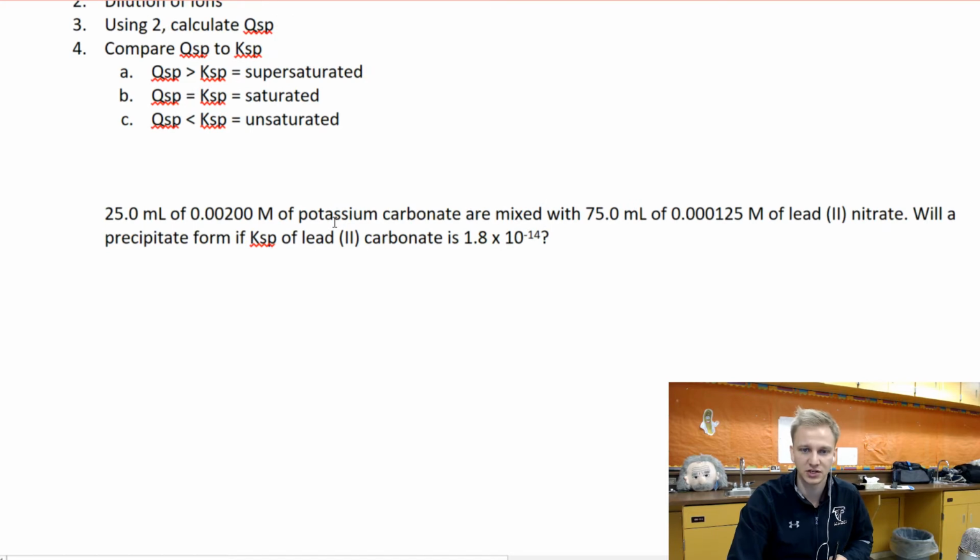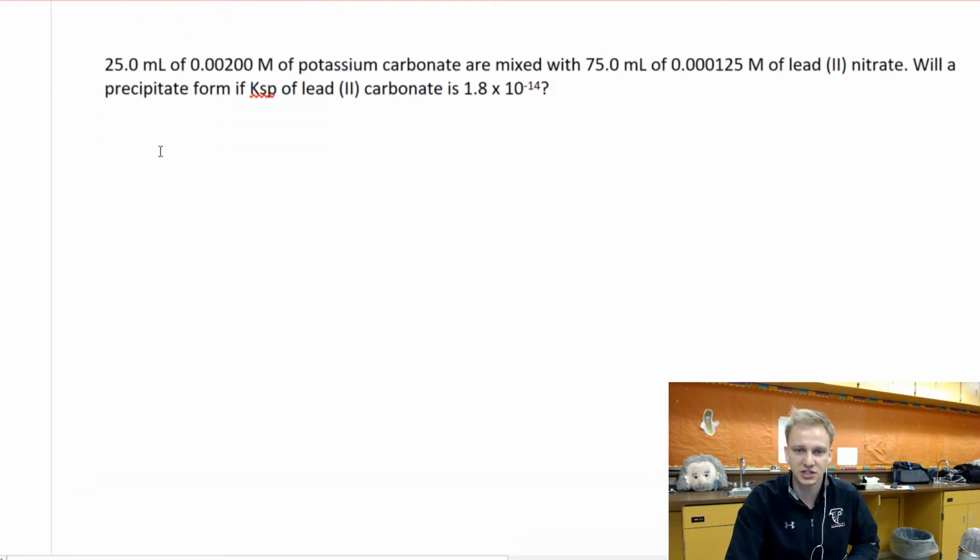So here's what our question looks like. 25.0 milliliters of 0.0020 molarity K2CO3, potassium carbonate, are mixed with 75 mL of 0.000125 molarity lead(II) nitrate. Will a precipitate form if the KSP of lead(II) carbonate is 1.8 times 10 to the minus 14? This one sticks out because this one is a product that we're going to be dealing with.